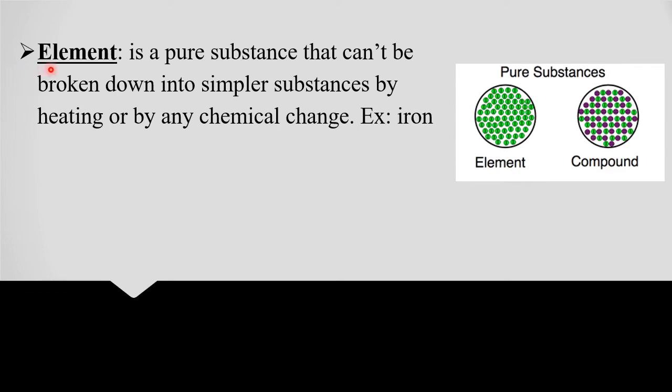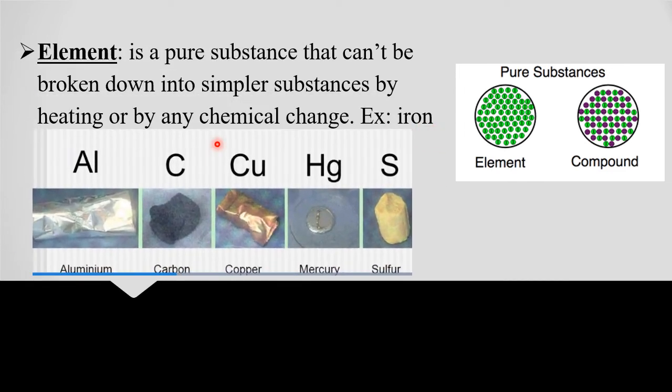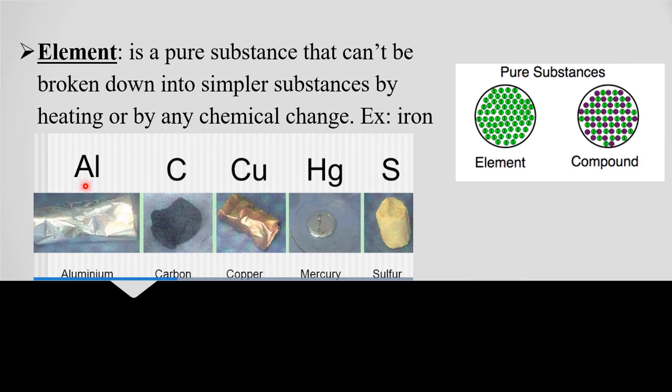Yes, an element is a pure substance that can't be broken down into simpler substances by heating or by any chemical change. Example: iron. Also, there are some examples here like aluminium, carbon, copper, mercury, and sulfur. These are elements.